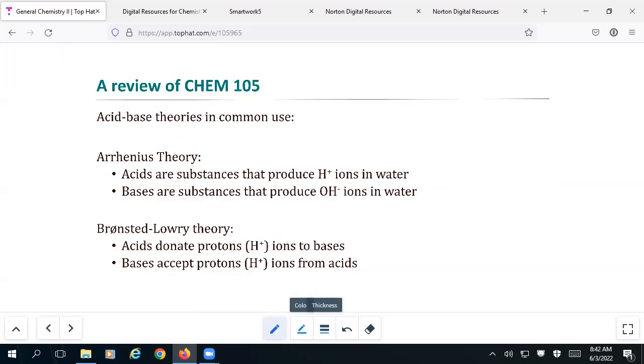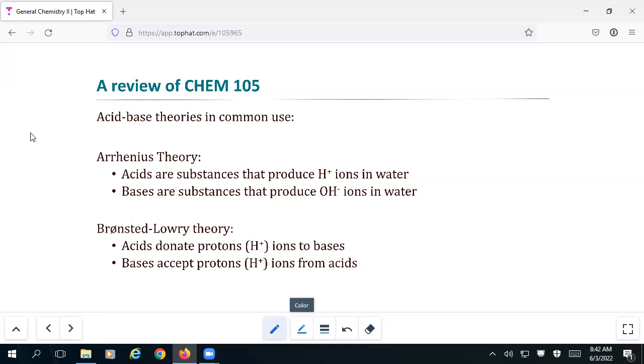So we're going to start today by largely reviewing things that we learned in General Chemistry 1, so in Chem 105. And the first thing that we are going to look into is this idea of the acid-base theory. In Chem 105, we talked about two different theories of acid and base. We talked about Arrhenius theory. This was the theory we used to help identify acids and bases. Acids start with hydrogen, bases end with hydroxide.